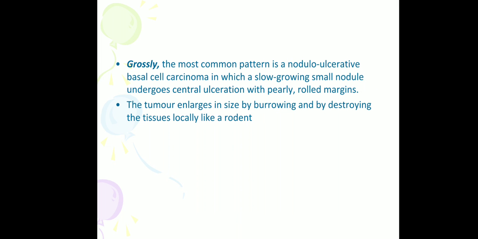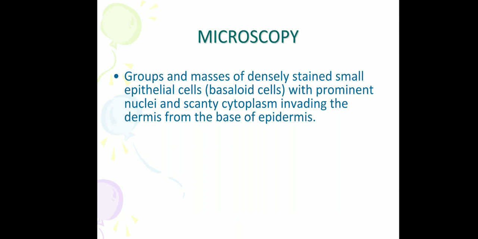The most common pattern is nodulo-ulcerative basal cell carcinoma, in which a slow-growing small nodule undergoes central ulceration with pearly rolled-out margins. The tumor enlarges in size by burrowing and destroying the tissues locally like a rodent. That's why it is called a rodent ulcer. So grossly, the most common is nodulo-ulcerative basal cell carcinoma with pearly white rolled-out margins.